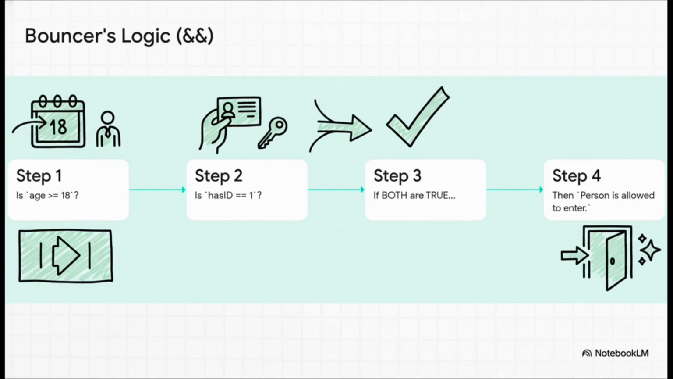So here's our bouncer logic in action. The code checks 2 things. First, is the age 18 or older? Let's say, yep, that's true. Then it checks the second thing: do they have an ID? Let's say that's also true. Because, and only because, both conditions were met, the person is allowed to enter.